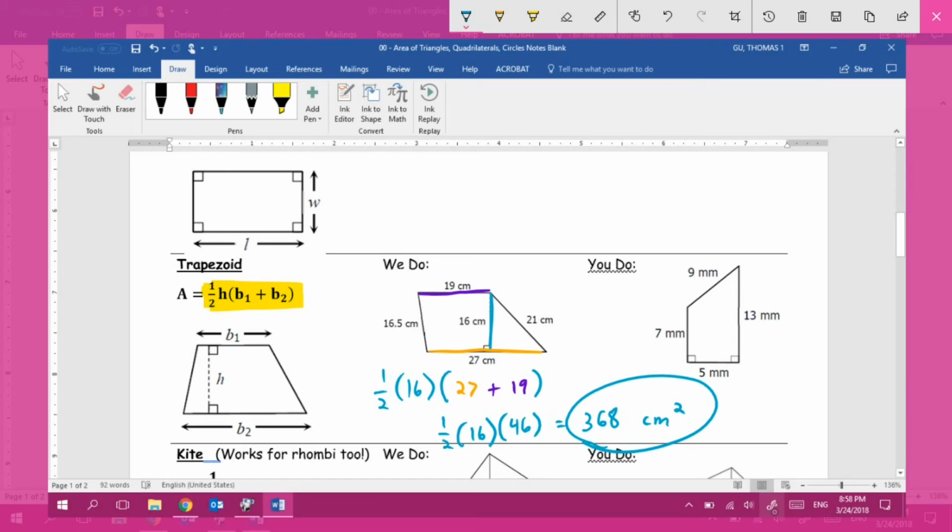Nice. All right, so you guys try the one on the right side. Now be careful. They kind of made the trapezoid look funny, but you got to flip it to where the height and the base 1, base 2 are all seen.